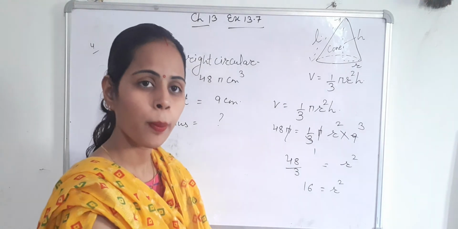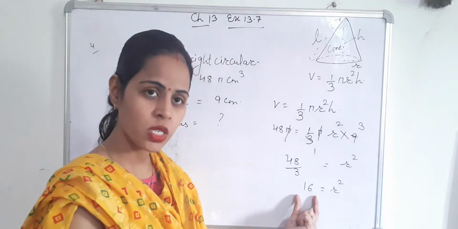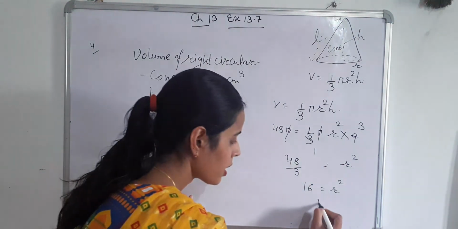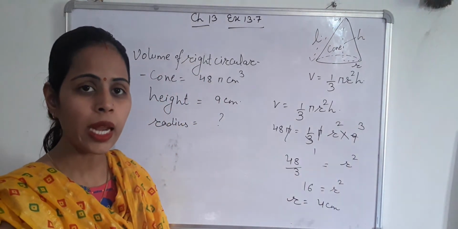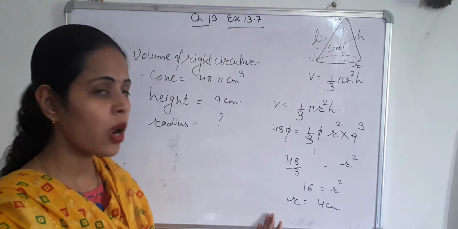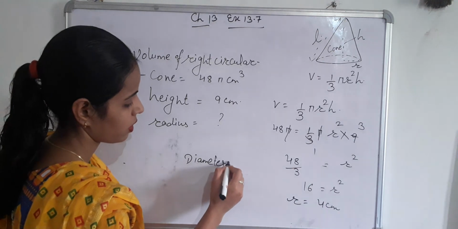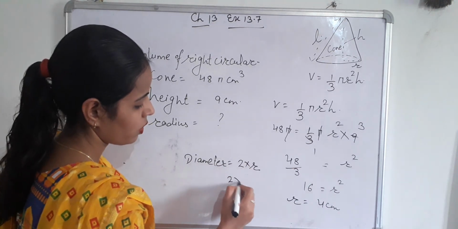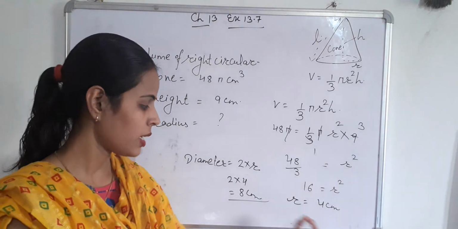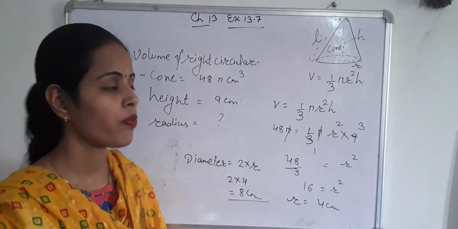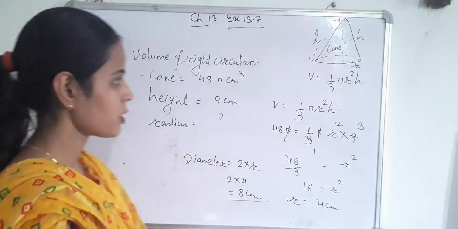Taking square root on both sides. Square is cancelled by square root. Then square root of 16 is 4. So R equals 4 centimeter. If R equals 4 centimeter, then diameter is double the radius. So diameter equals 2 into R, 2 into 4 equals 8 centimeter. Radius is 4 centimeter and diameter is 8 centimeter. Question number 4 is complete. First, may I erase this?